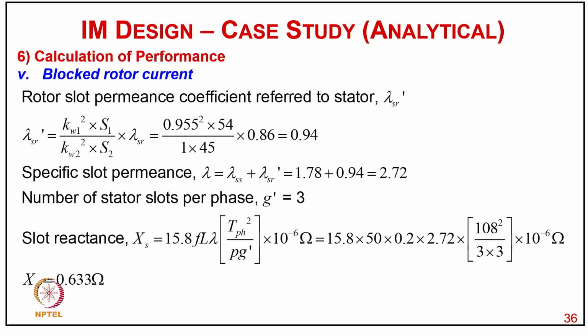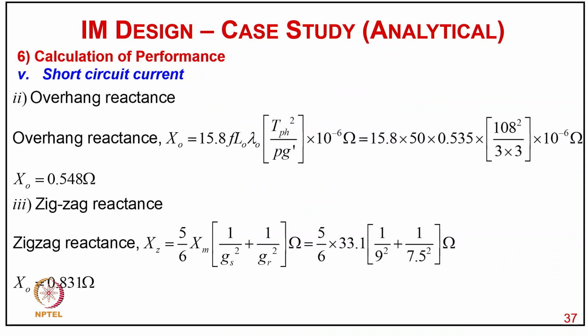So slot reactance XS, putting in the formula 15.8 FL tau TPH square upon P divided by PG dash into 10 power minus 3. So putting the values, it comes XS equal to 0.633 ohm.